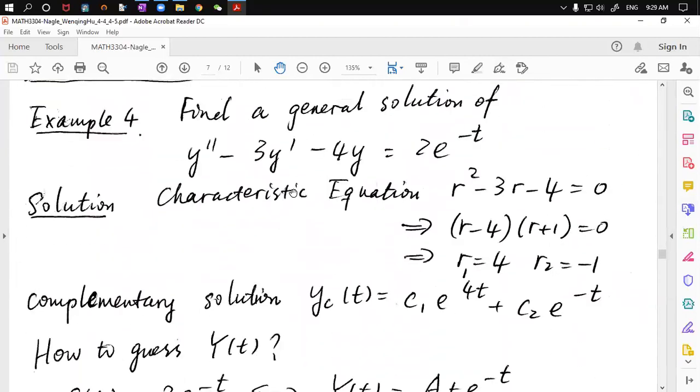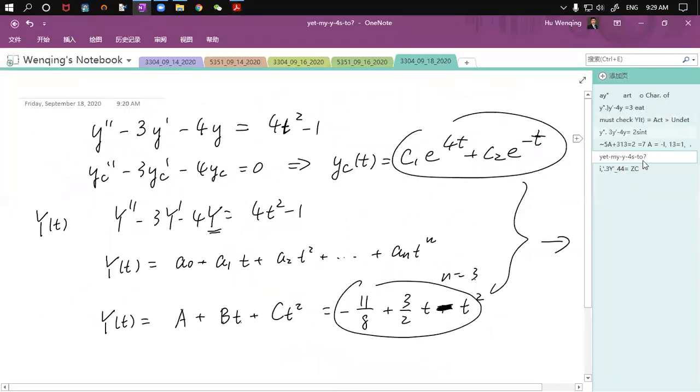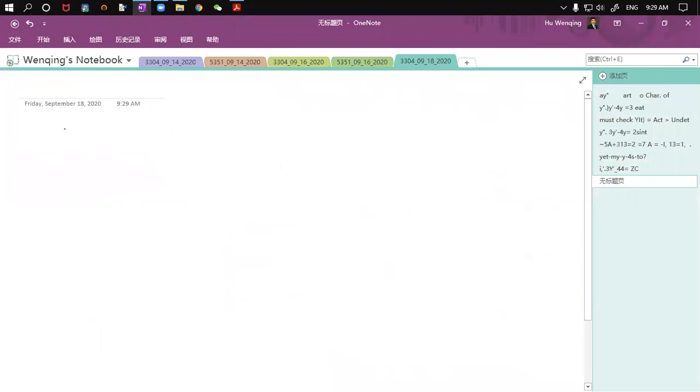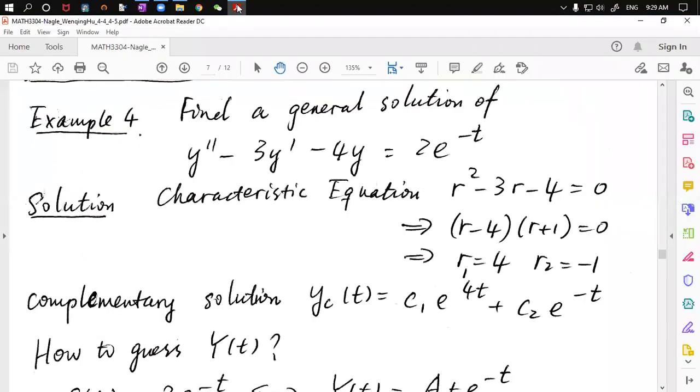Now let's look at one more example, a more flexible and synthetic example. Here it says y double prime minus 3 times y prime minus 4 times y is equal to 2 times e to the power minus t.